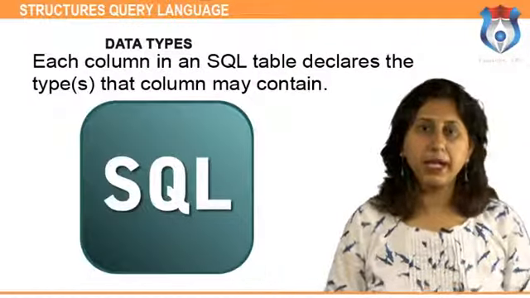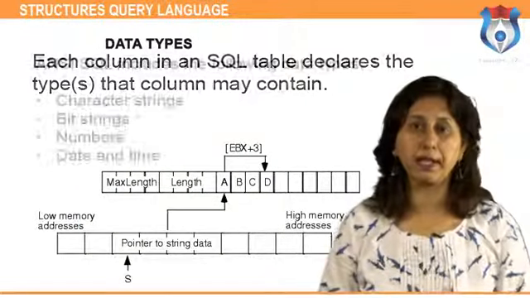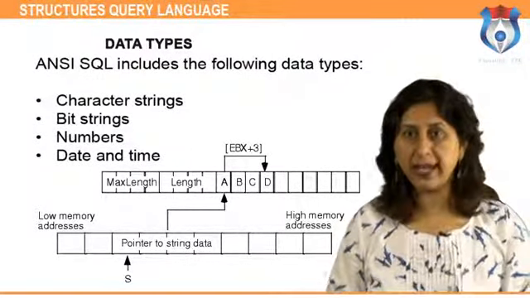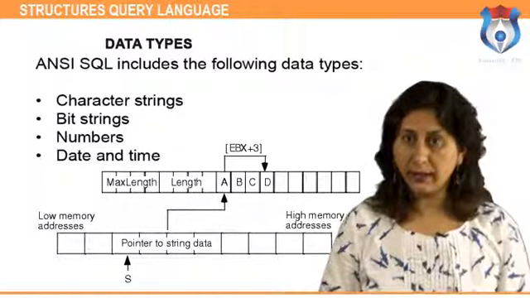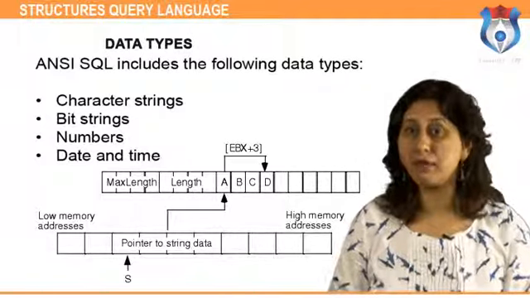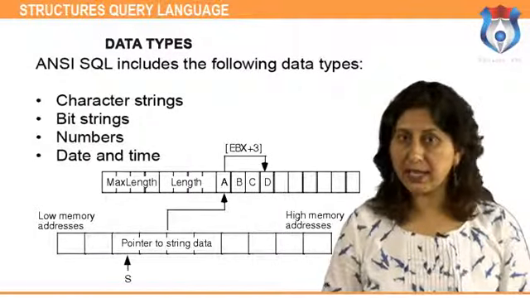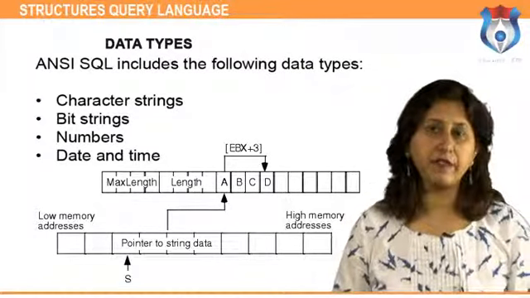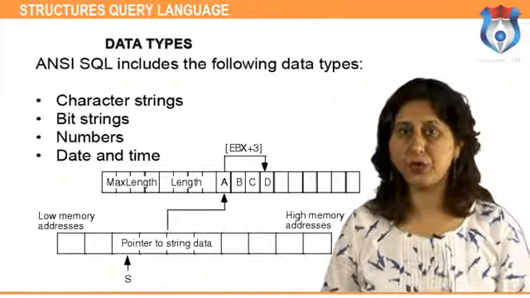Data types. Each column in an SQL table declares the types that column may contain. Character n or char n, fixed width n character string padded with spaces as needed. Character varying n or varchar n, variable width string with a maximum size of n characters. National character n or nchar n, fixed width string supporting an international character set. National character varying n or nvarchar n, variable width nchar string.